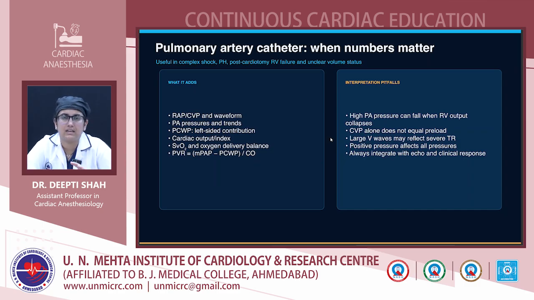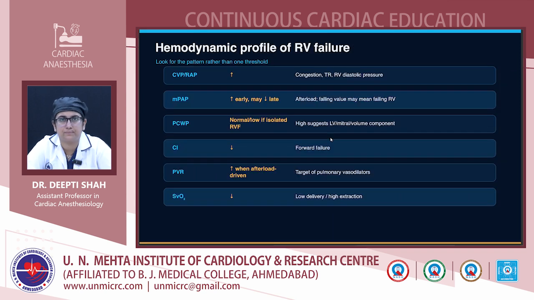Suppose we are seeing high PA pressures and it falls, we can think that it is because of good RV function. However, it can be because RV output fails. CVP alone does not equal preload, and large V waves can reflect severe TR. Positive pressure affects all pressures. Always we need to integrate the echo with clinical response.